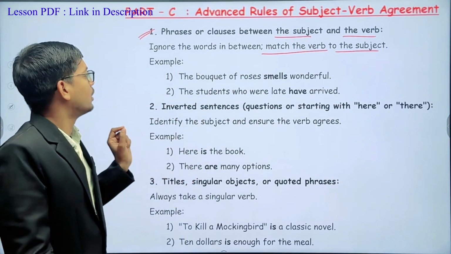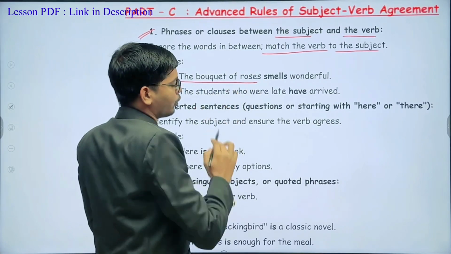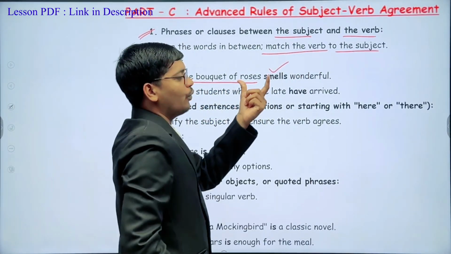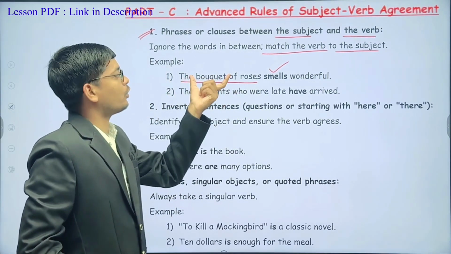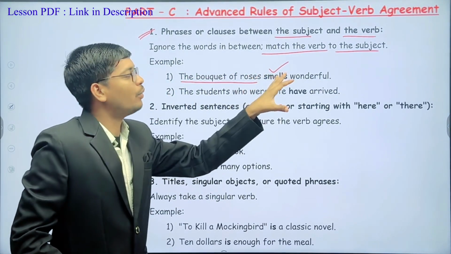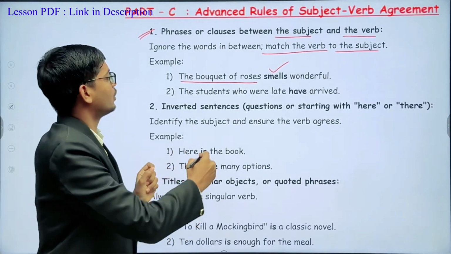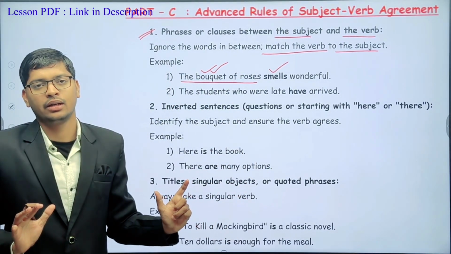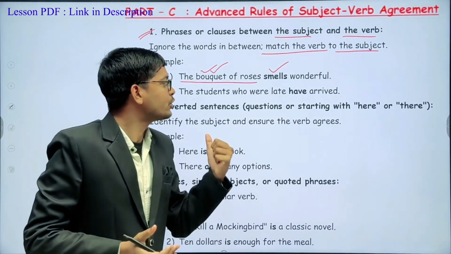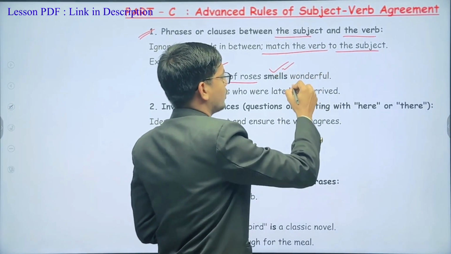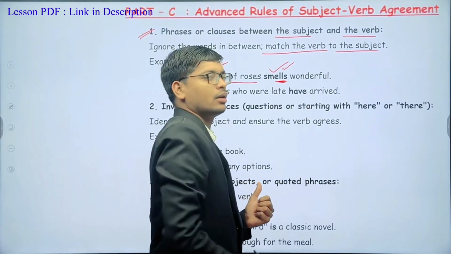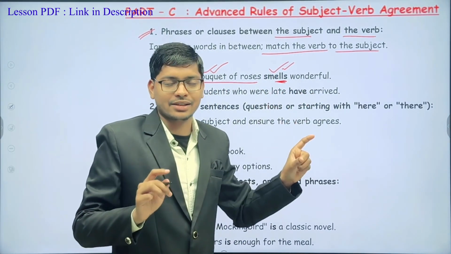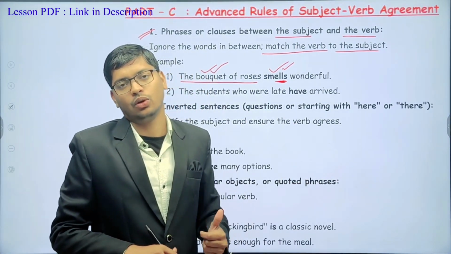For example, "The bouquet of roses smells wonderful." Here, the bouquet is only a singular form, as one unit, so we have to use a singular verb. Here, smells has an s added at the end of the verb.